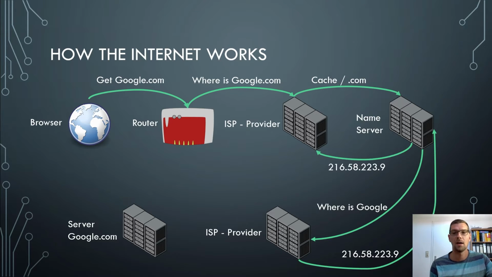216.58.223.9. Alright, and then this will be propagated backwards to our internet service provider and to our router. And now we are at the same position as previously. We know now the address of Google. So what we did right now is also called the domain name resolution.